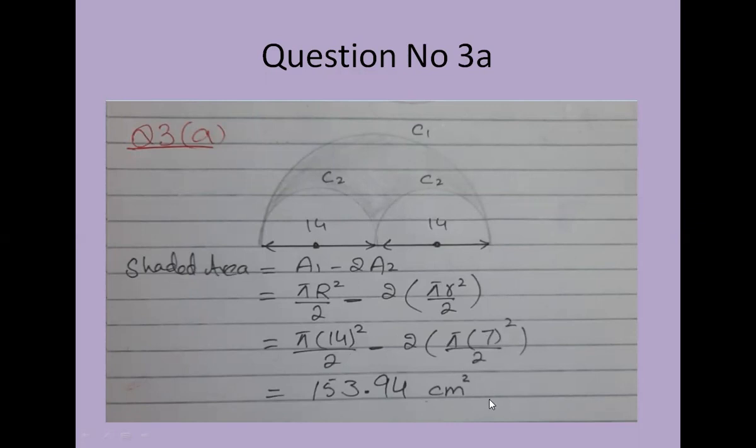So just enter these values in the calculator: pi 14 squared divided by 2 minus 2 times pi 7 squared divided by 2. The answer will be 153.94 centimeter squared. 153.94 centimeter square.